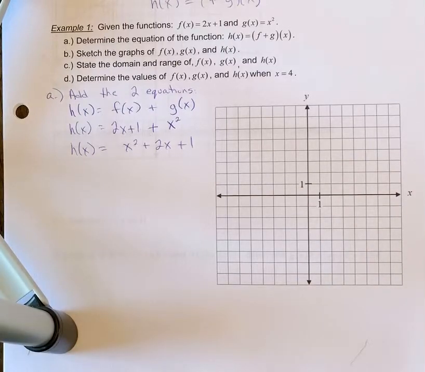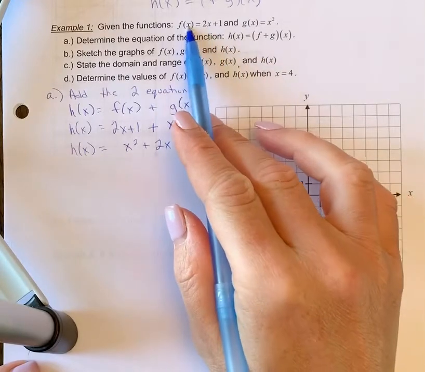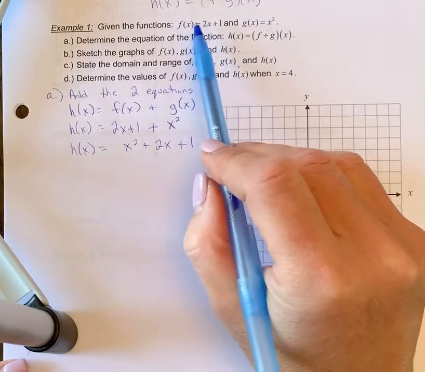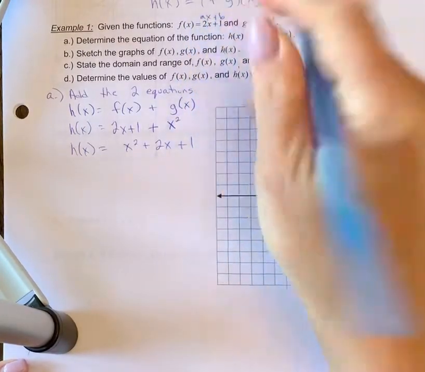Example 1b. Sketch the graphs of f of x, g of x, and h of x. So we're going to graph f of x first. This is our linear function. We're going to use our y equals mx plus b. So m is the slope, b is the y-intercept.